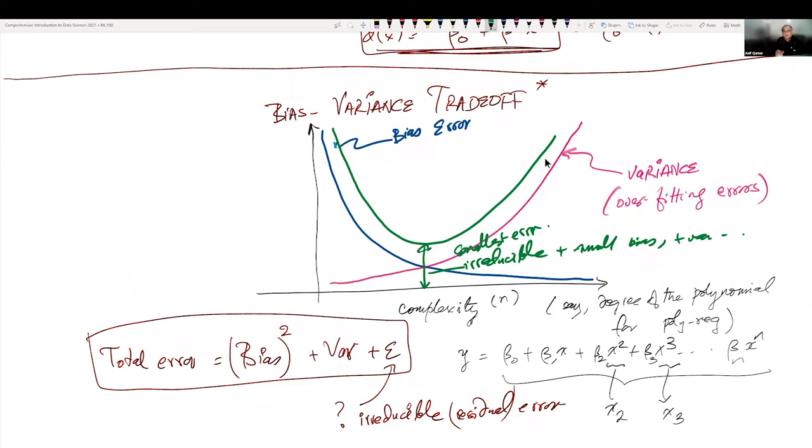So what happens? You realize that there is a Goldilocks zone here. If you keep your complexity too little, n is equal to, let's say, one, then you're making a very stiff model. So let's take three situations. Suppose A, the ground truth is data like this. Let's take another ground truth where the data is like this. And let's take another ground truth where the data is like this.